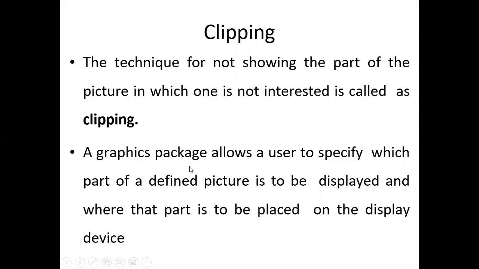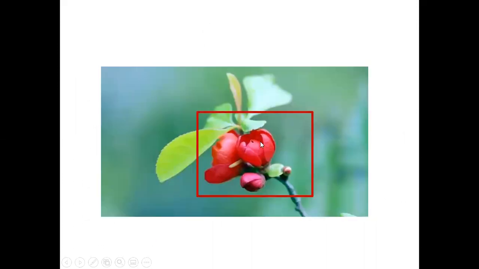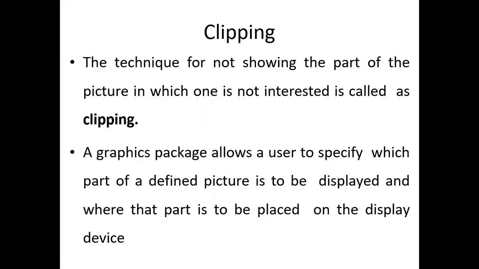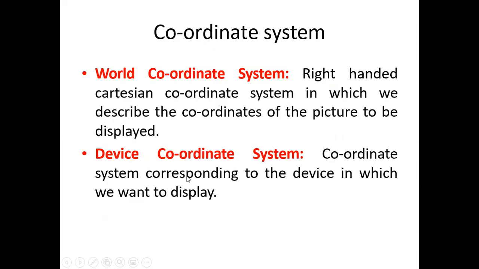A graphics package allows a user to specify which part of a defined picture is to be displayed and where that particular part is to be displayed on the display device. That means whichever part of the picture we want to see, we can clip that part, and wherever we want to display it on the display device, we can do so by making use of different OpenGL functions.